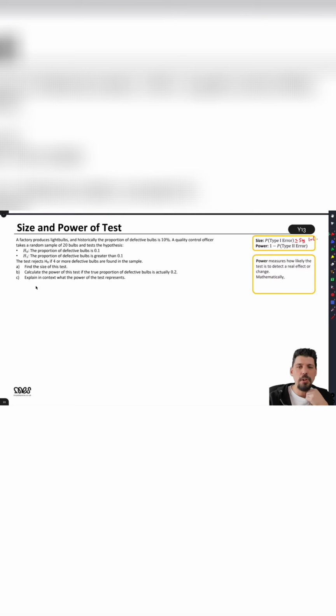So 20 bulbs, I'm going to very much paraphrase this one because we're running over. We got 20 bulbs, probability of 0.1. The test rejects H0 if 4 or more defective bulbs are found in the sample. So the size of this test, well, it's just the probability of rejecting. So what's the probability of rejecting? That is the probability that X is bigger than or equal to 4.